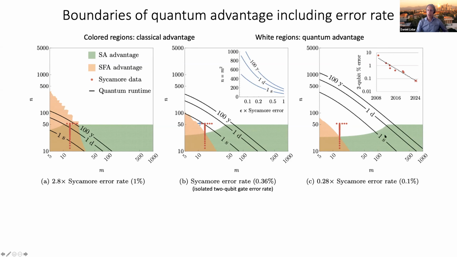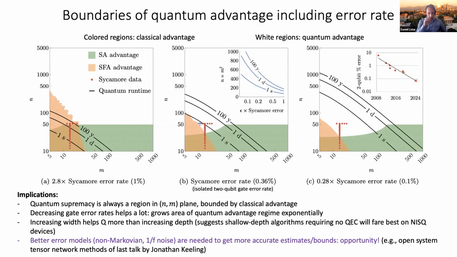So essentially, the area of quantum advantage grows, unsurprisingly, but it grows very fast as you reduce the error rates. So let me sum up. Quantum supremacy, unless you decrease the error rate, is not something that can just grow indefinitely. It's always a region in the width and depth plane, bounded by classical advantage. Decreasing the error rates, as is shown if you compare these 3 panels here, helps a lot. Right? It grows the area of quantum advantage exponentially.